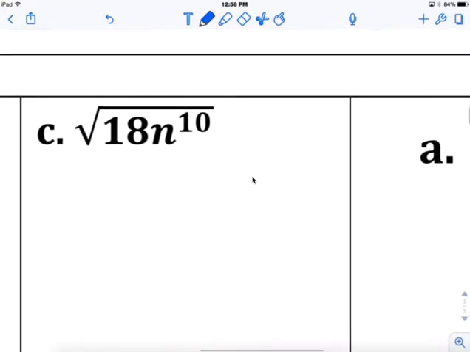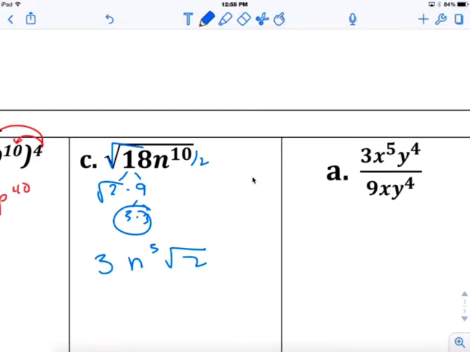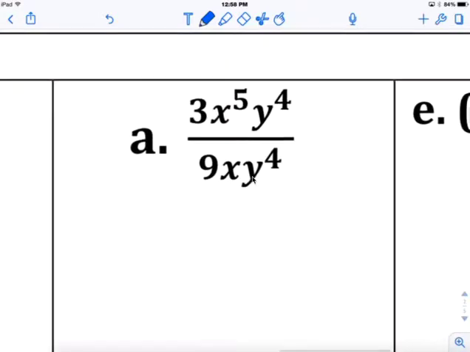This is an irrational number, square root of 18. You do 2 times 9, 3 times 3, so you have 3 radical 2. And there's 5 groups of n, so n to the 5th power. Here you reduce this. These will be on your test tomorrow for sure. Okay, all of these.